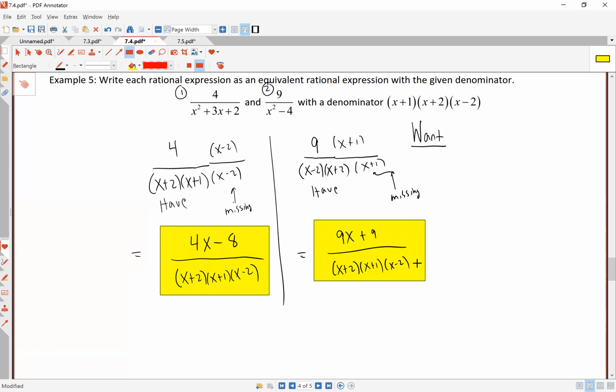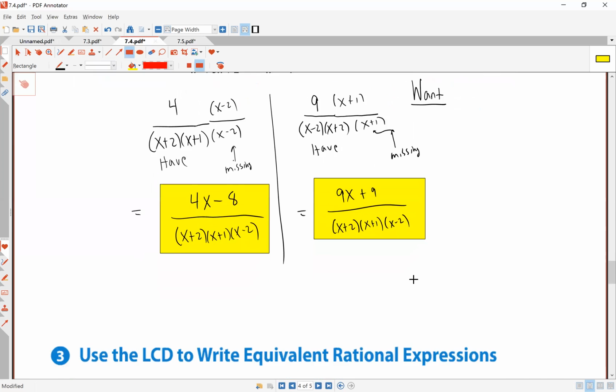You know what? Now we're ready to add. We've got the same denominator. We're ready to add them or subtract them, whatever is called for. So that's all the hard work. Getting the denominator is the hard work. Adding is the easier part.